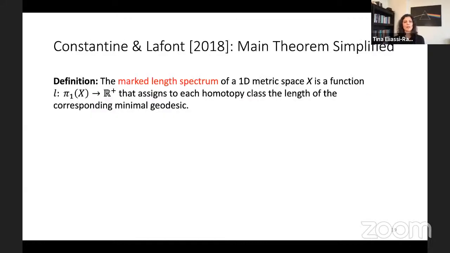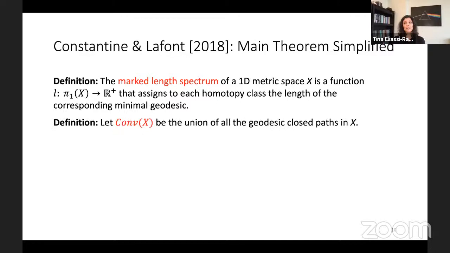So what Constantine and Lafont showed is the following. They had this definition of the marked length spectrum of a one-dimensional metric space X, which is a function that assigns to each homotopy class the length of the corresponding minimal geodesic. In terms of a homotopy class, just think about a geometric region in this metric space. And then you have a convex set. That convex set is the union of all the geodesic closed paths in X, in this metric space.